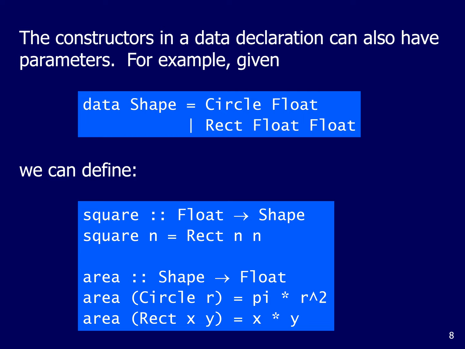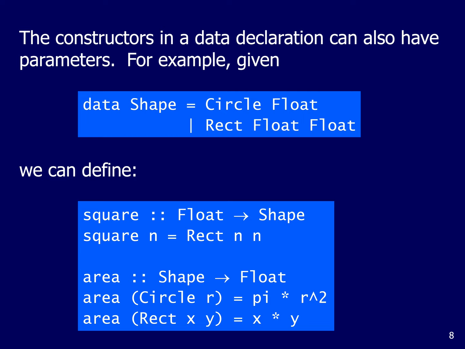And then I have a rectangle constructor, and that takes two floats as parameters, and that's simply going to be the two sides of the rectangle. Okay, so we're declaring a new type called shape with two constructors, one called circle and one called rectangle, and the first one takes a single float, and the second one takes two floats.